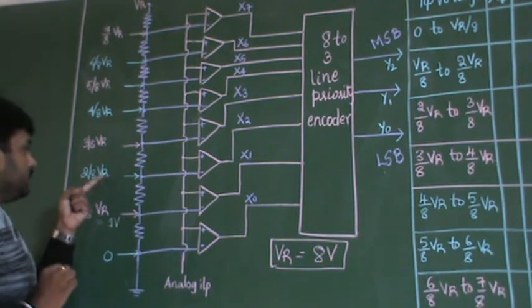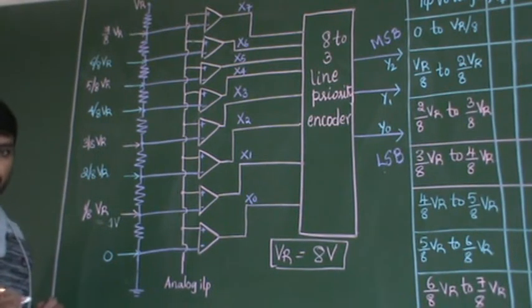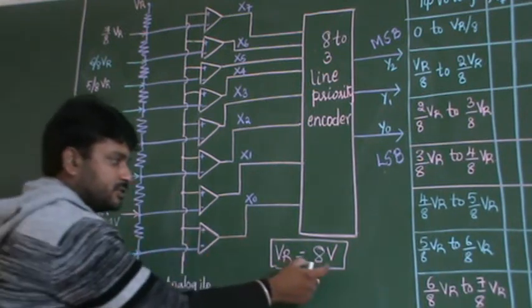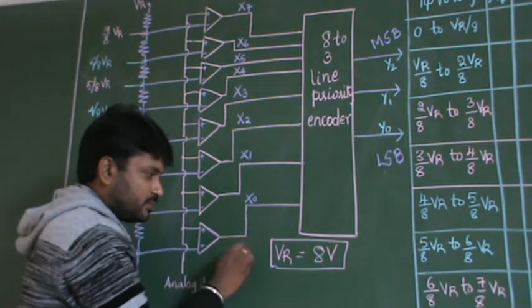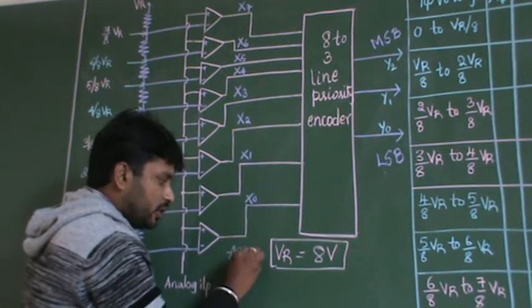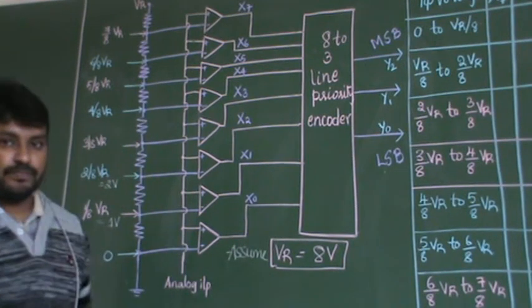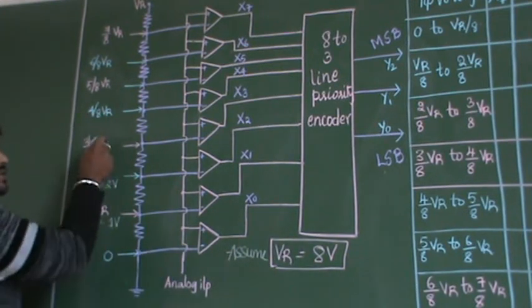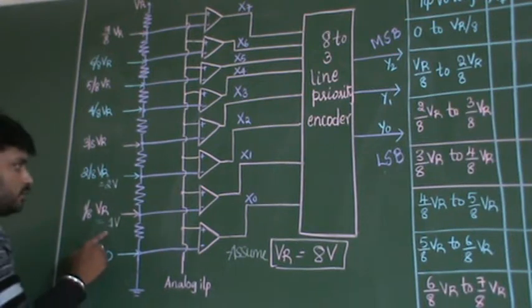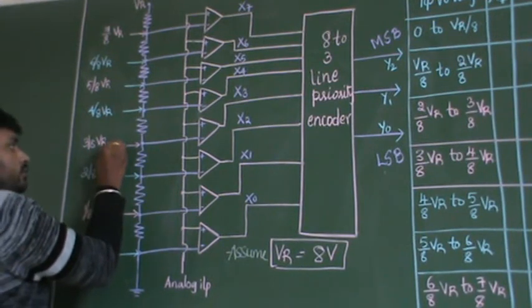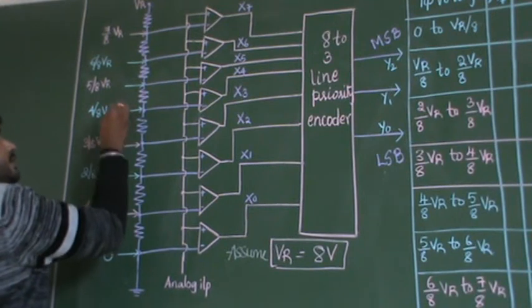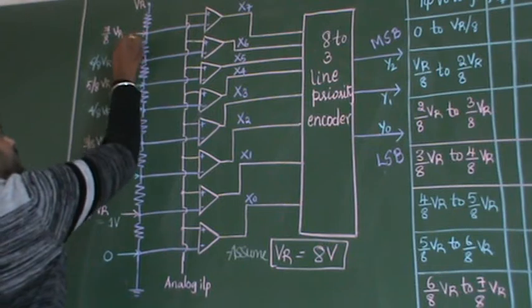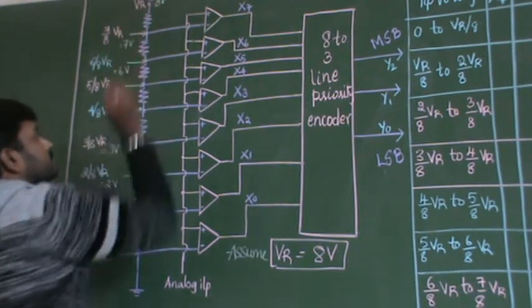Next, 2 VR by 8 means what? It is 2 volts. So now it is very simple. I am just substituting 8 volts. This is just an assumption in order to understand the concept. I am substituting this 8 volts in the place of VR. So you will be getting it as 1 volt, 2 volt, here 3 volt, here 4 volt, here 5 volt, here 6 volt, here 7 volt, and here directly 8 volt.